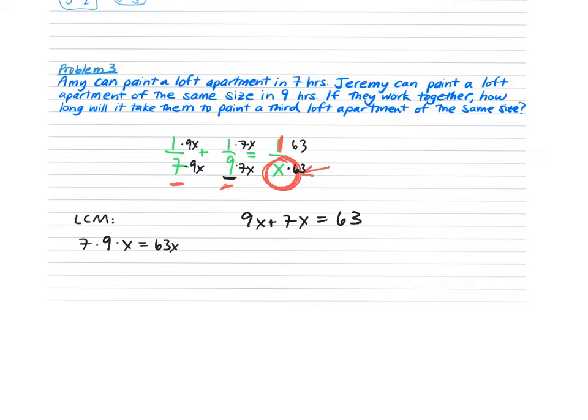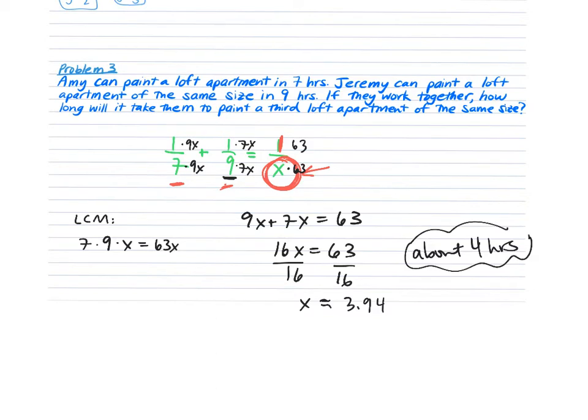So 9 plus 7 is 16x. And then you just have to divide 63 by 16. And you get about, what is this, like 3.94. And how long will it take? So about 4 hours, right? You can say that.